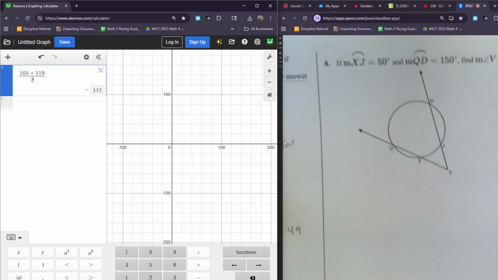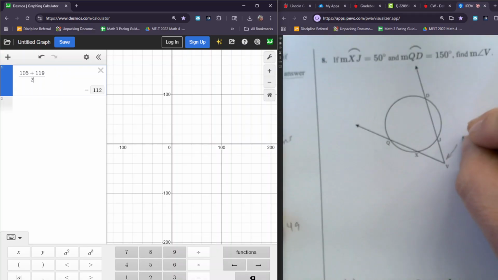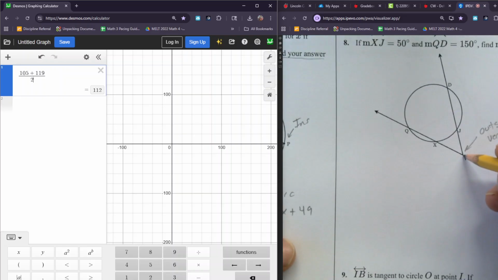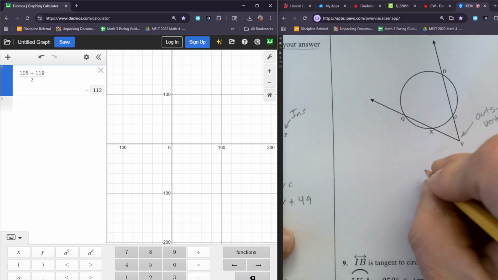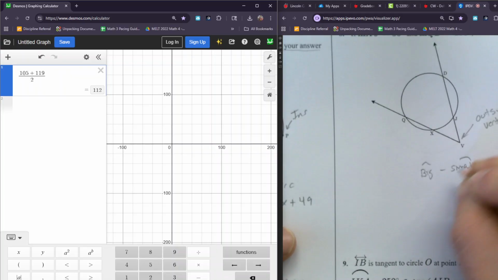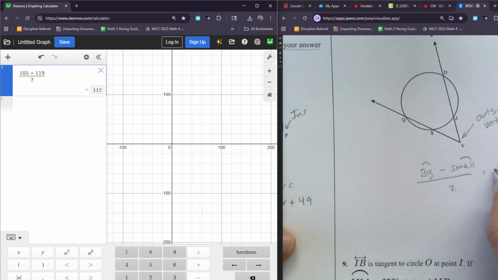Now, this is an outside angle, so outside vertex. If the vertex is outside, it's always big arc minus small arc divided by 2 is equal to the outside angle.